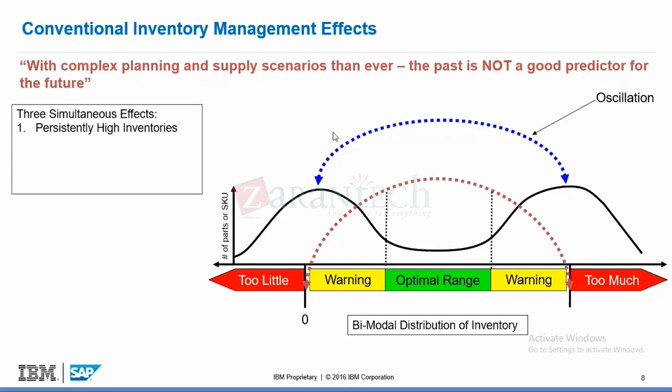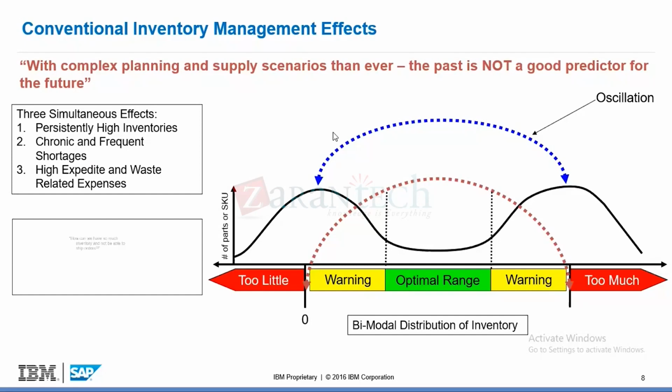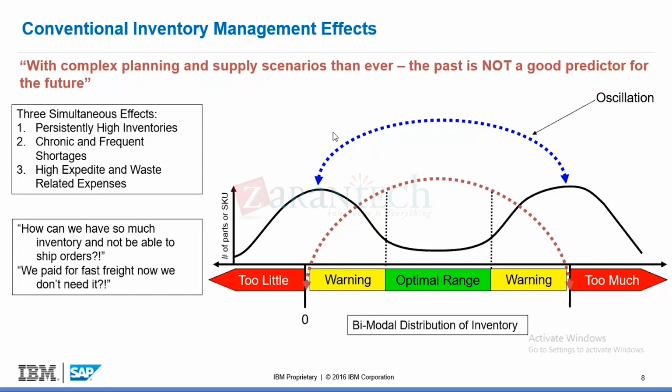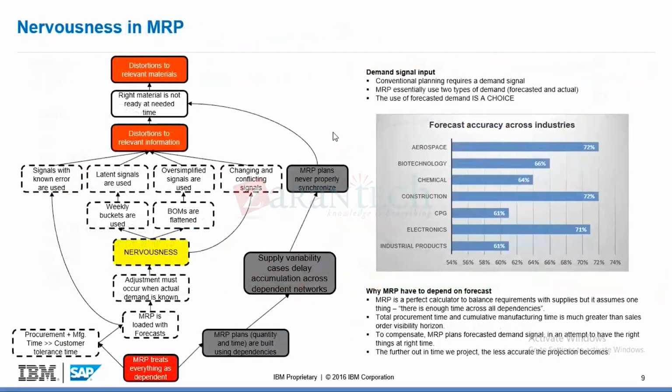So the effect is, first, persistently high inventory. Second, chronic and frequent shortages. Third, high expedite and waste related expenses. How much can we have, so much inventory and not be able to ship the orders? That is the question. We paid for the last freight, now we don't need it. So that leads to the nervousness of our conventional MRP.